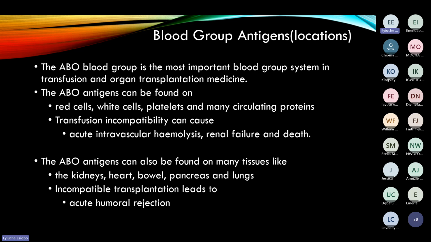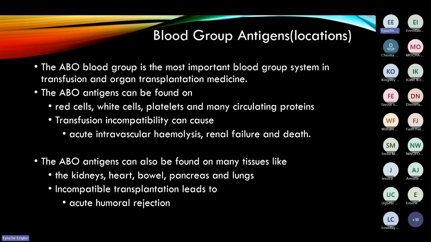Where can we find them in the body? The first slide we were talking about is that the blood group antigens are not strictly on red blood cells. They can be found on other body cells. For example, the ABO blood group is the most important blood group system in transfusion and organ transplantation medicine. The ABO blood group antigens can be found on red cells, white cells, platelets, and many circulating proteins.